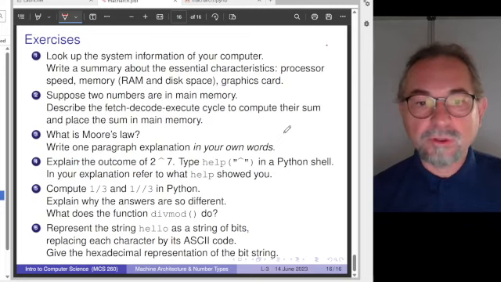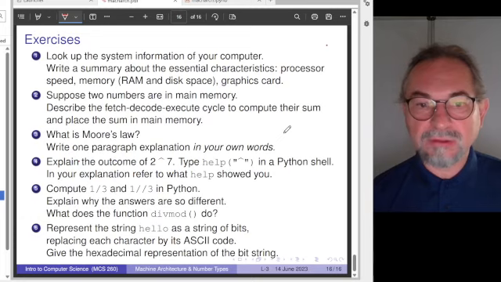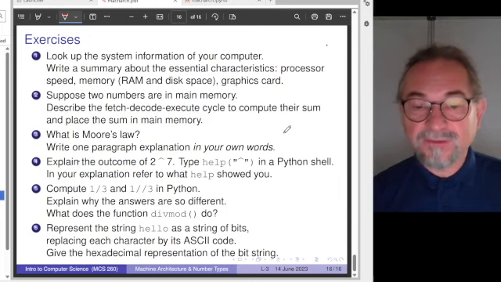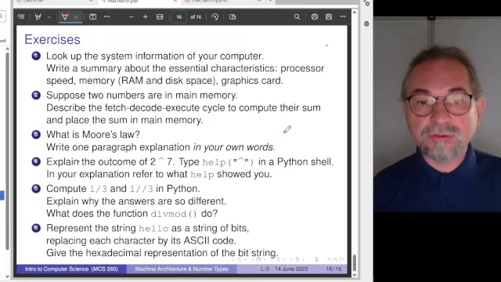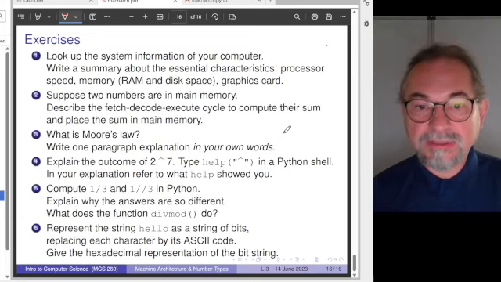Write it in your own words and look at the help on divmod. We will implement in Python the greatest common divisor, Euclid's algorithm, but it's already there in the math module. But divmod is a very useful operation for this. We can concatenate strings. Find the ASCII code representation for hello, representing this as one bit string.